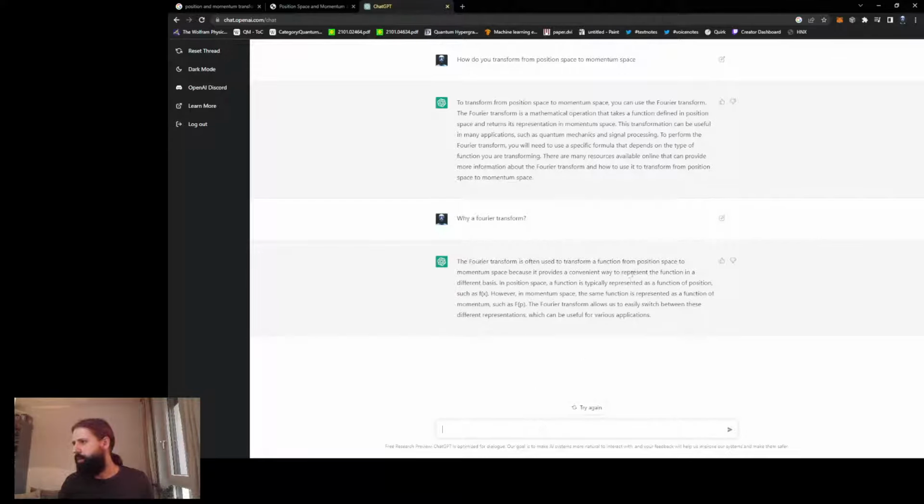Because it provides a convenient way to present the function in different bases. In position space, the function is typically represented as a function of position, f(x). However, in momentum space, the same function is represented as a function of momentum, f(p). The Fourier transform allows us to easily switch between these. I understand, but I am not sure I understand why specifically the Fourier transform.